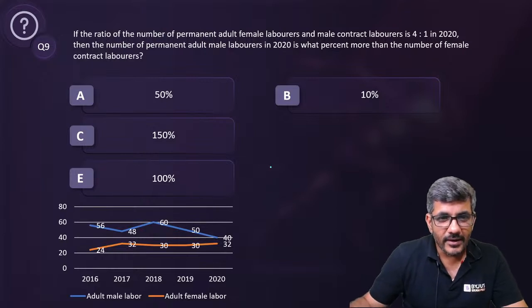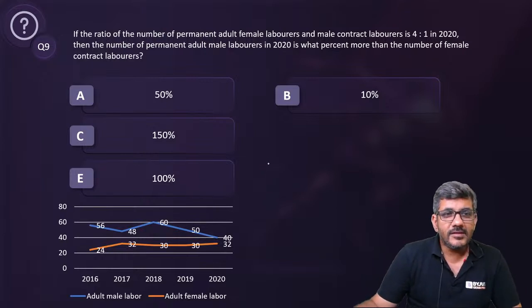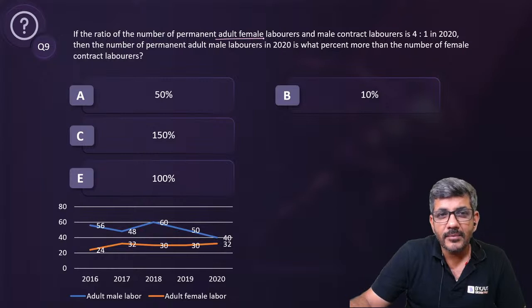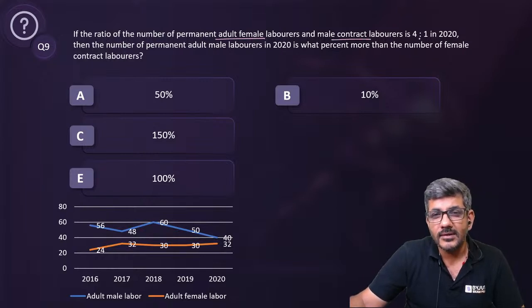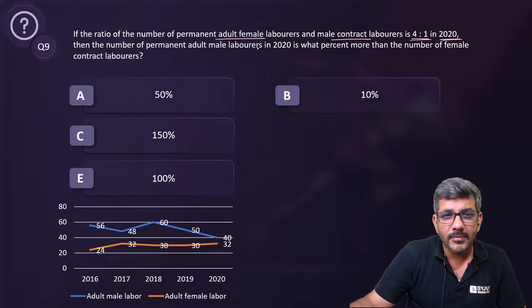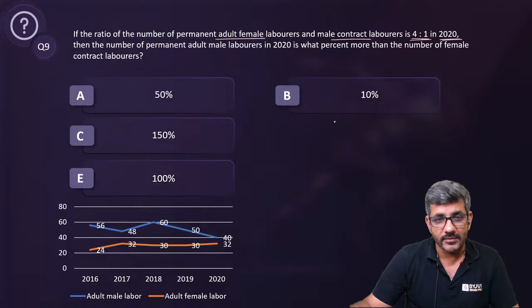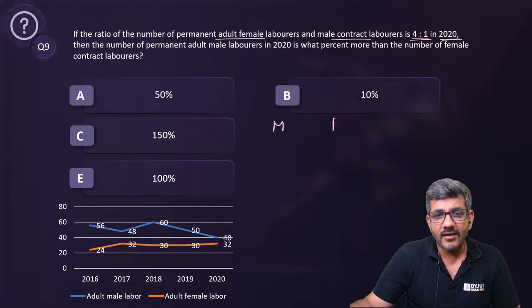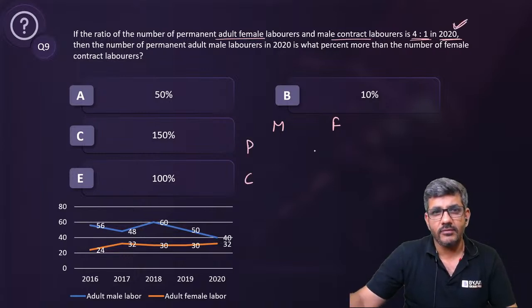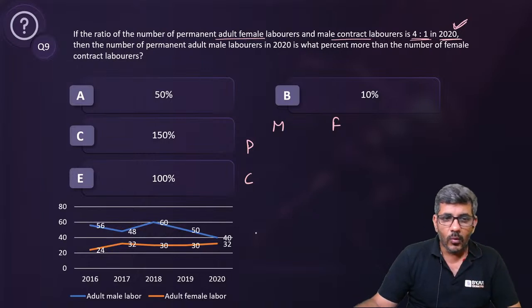Chaliye, let's start doing it now. What does it say? If the ratio of the number of permanent adult female laborers and male contractual laborers is 4:1 in 2020, then the number of permanent adult male laborers in 2020 is what percentage more than number of female contract laborers? Fortunately, we have space to do it now. See, there are males and females, permanent and contractual. He's talking about 2020 now. Okay. What has happened in 2020? The males are 40%, females are 32%.